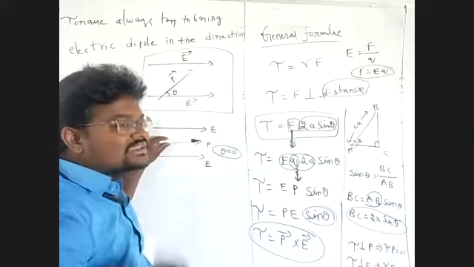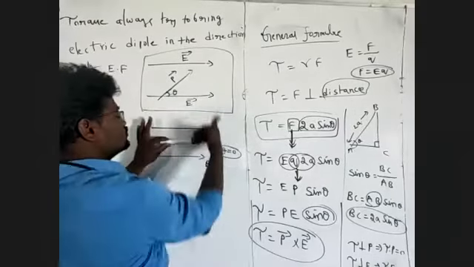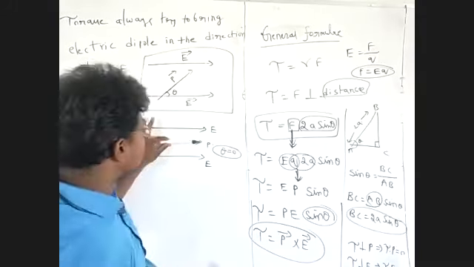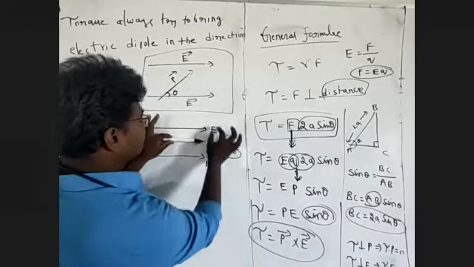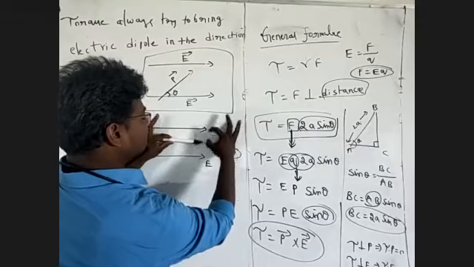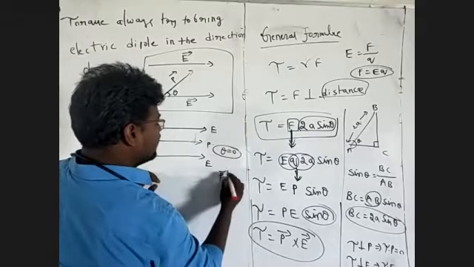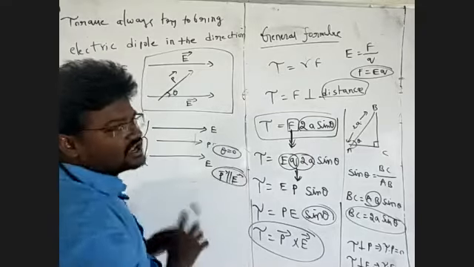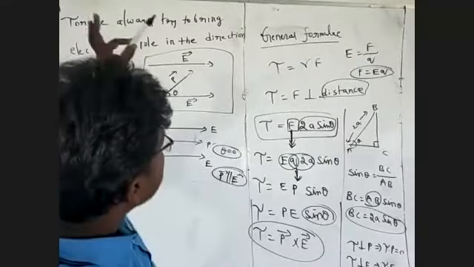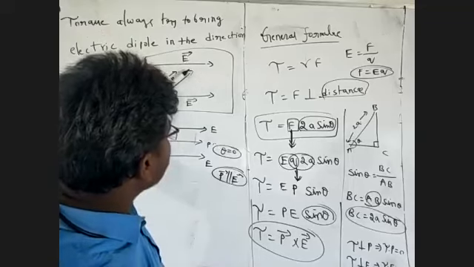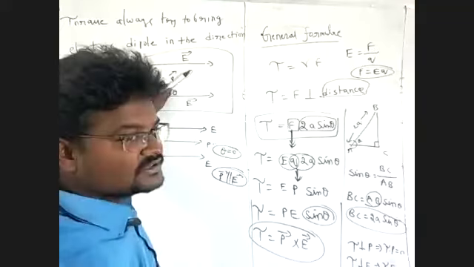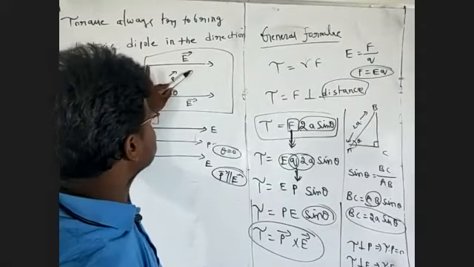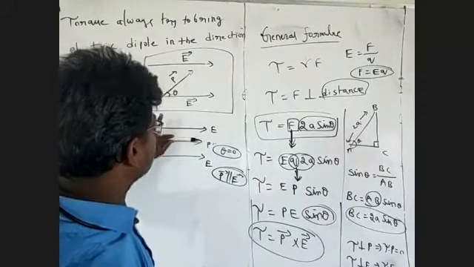So why does it rotate from this position to this position? Torque tries to bring it in the direction of the electric field. This is the direction of the electric field, and this is P bar. So P bar and E bar are both parallel to each other in this situation. The electric dipole is placed in a uniform electric field like this. Immediately, what will happen? The dipole moves from that position to this position.